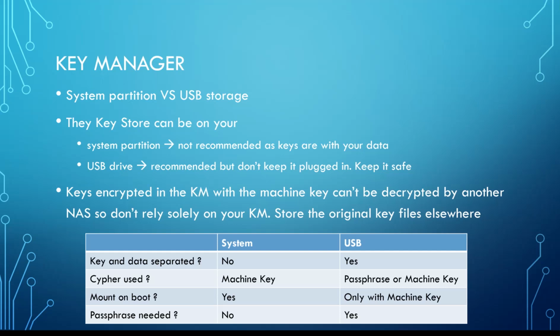Okay, so is the key and data separated? No for system, yes for USB. What kind of cipher is going to be used to encrypt your keys in the key manager? It's going to be the machine key for the system, and it can be the passphrase or machine key with the USB. Can you mount on boot? If you use the system key manager, yes. If you use a USB, you have to select the machine key cipher. And is the passphrase needed? For the system, no, but to access the key manager on the USB, yes. So that's why the passphrase is not needed if the key manager is in the system.